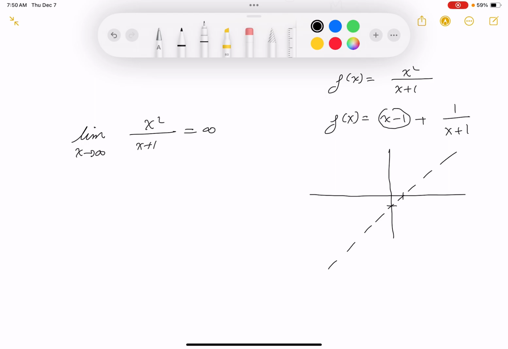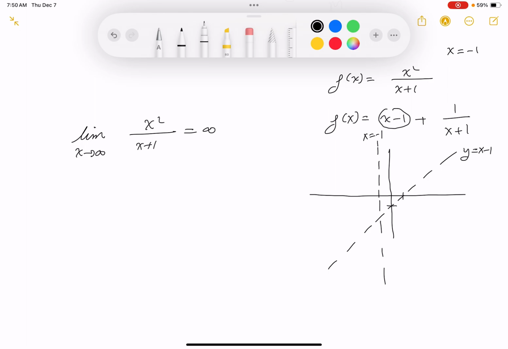The next thing they probably would have done is note there's also a vertical asymptote, and the vertical asymptote is where x equals minus 1. Why is that? Division by 0. So I put this over here, and that's the vertical asymptote. So the slant asymptote is y equals x minus 1, and the vertical asymptote is x equals minus 1. Division by 0, by the way.